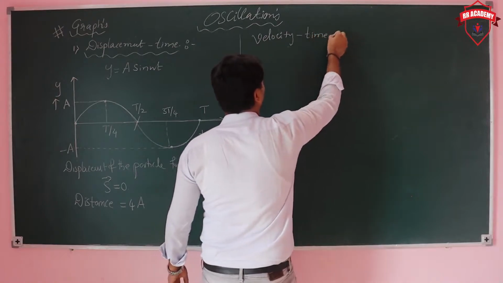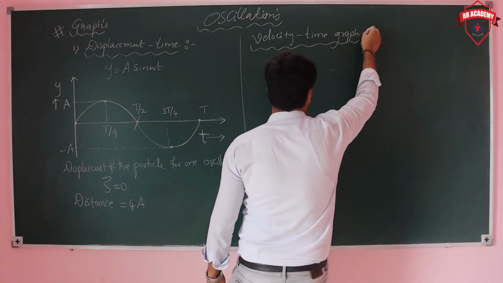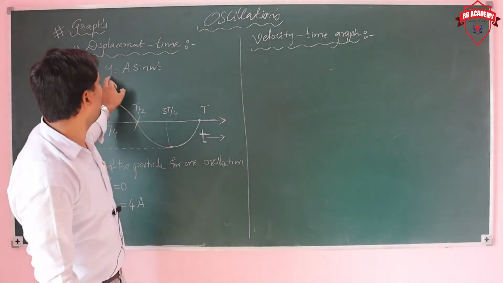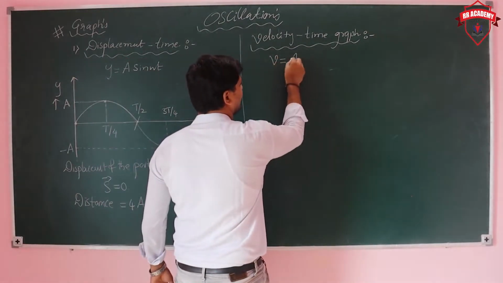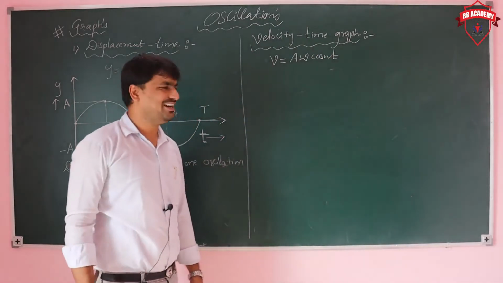Velocity time graph. So what does the velocity time graph represent? See here, very simple. Which equation are we taking? y is equal to a sin omega t. So velocity is what we have to take: a omega cos omega t.